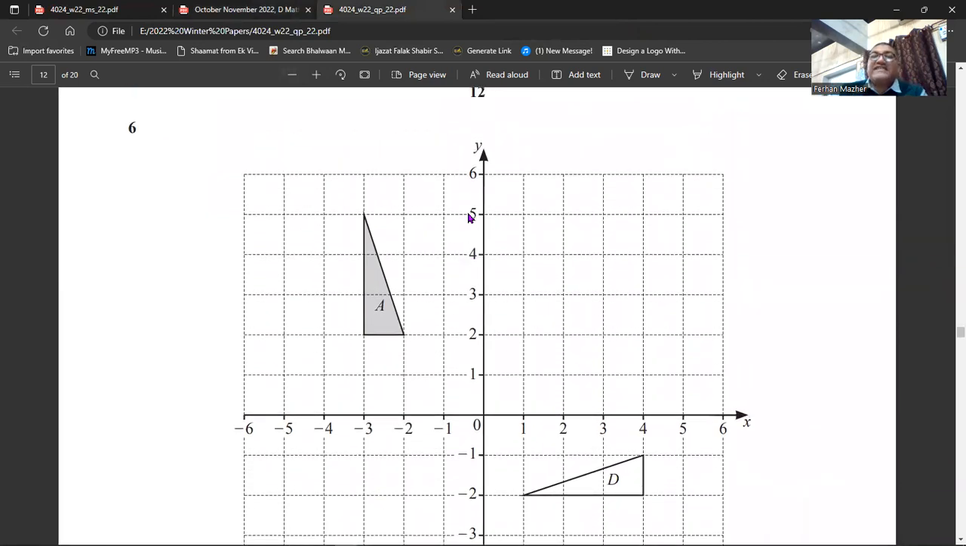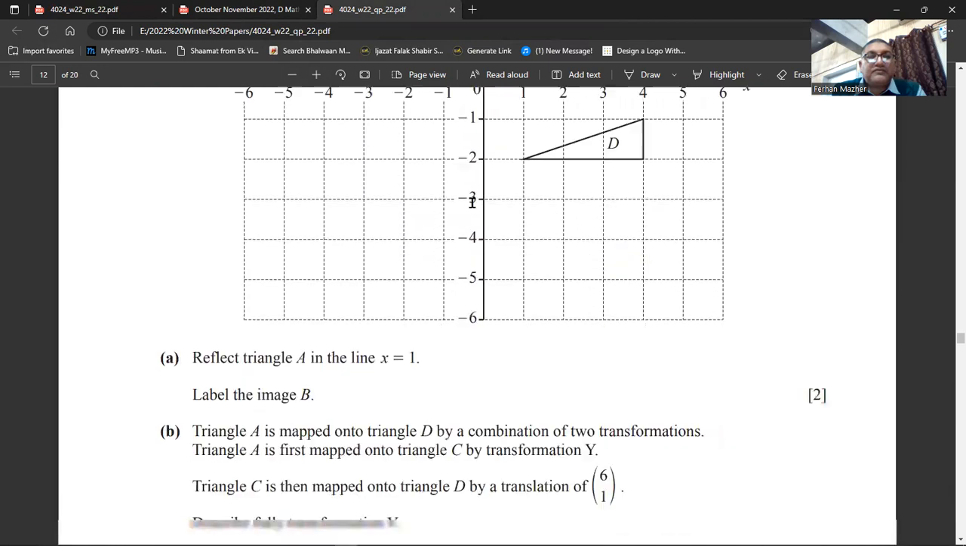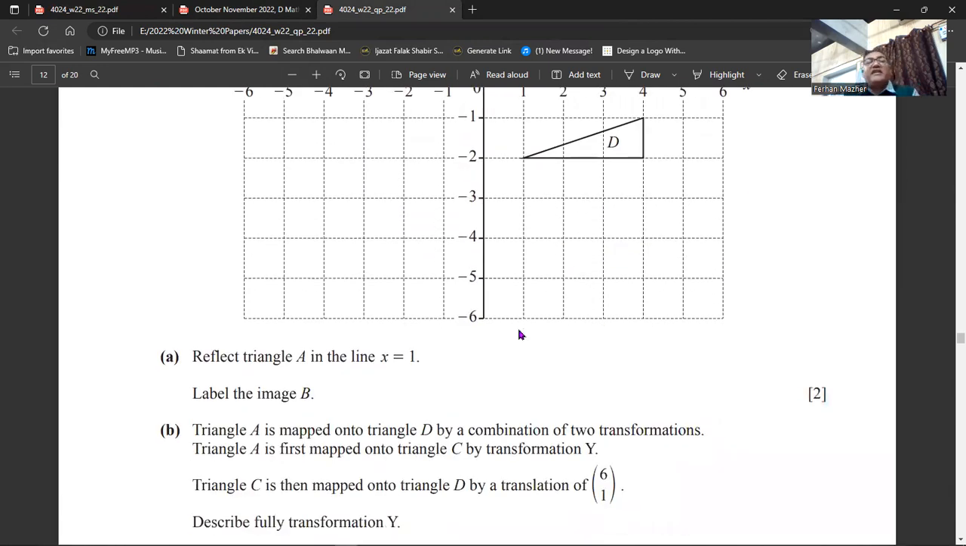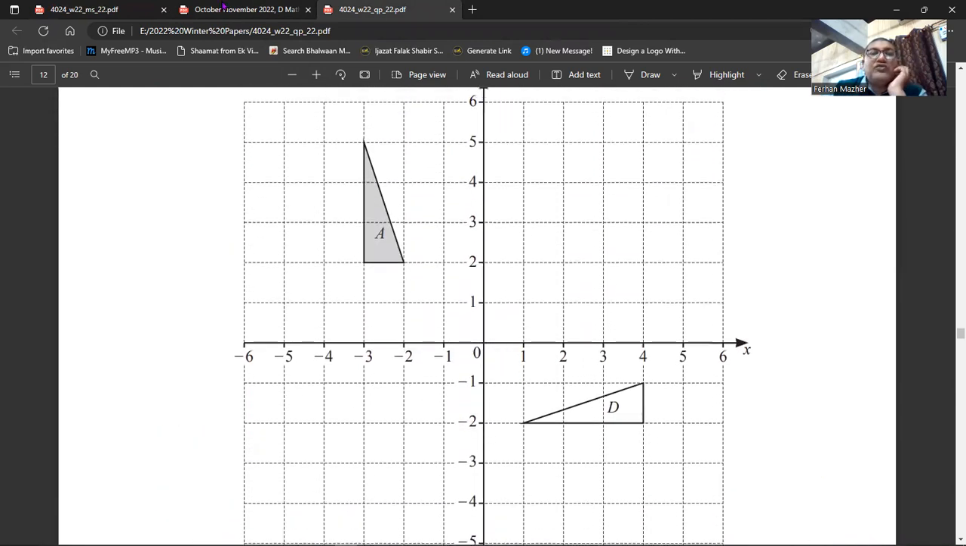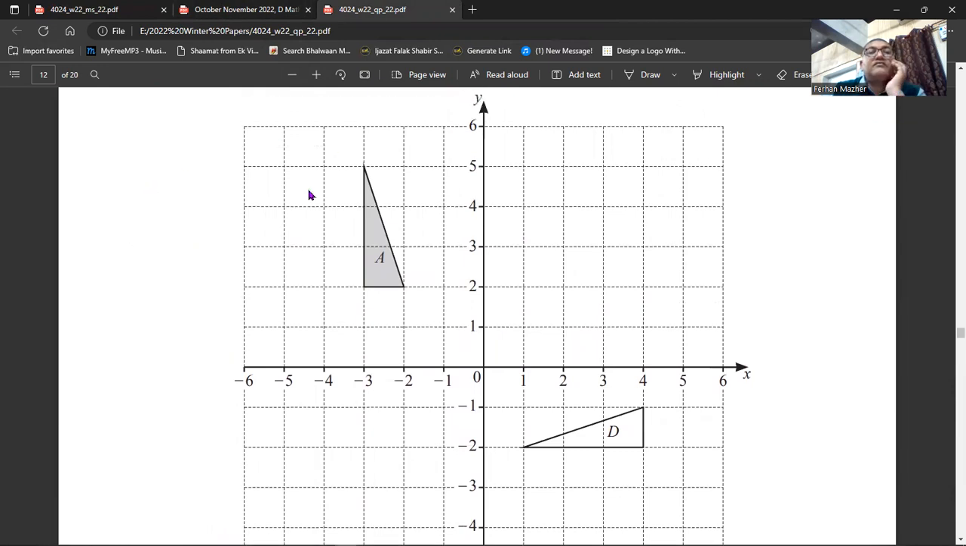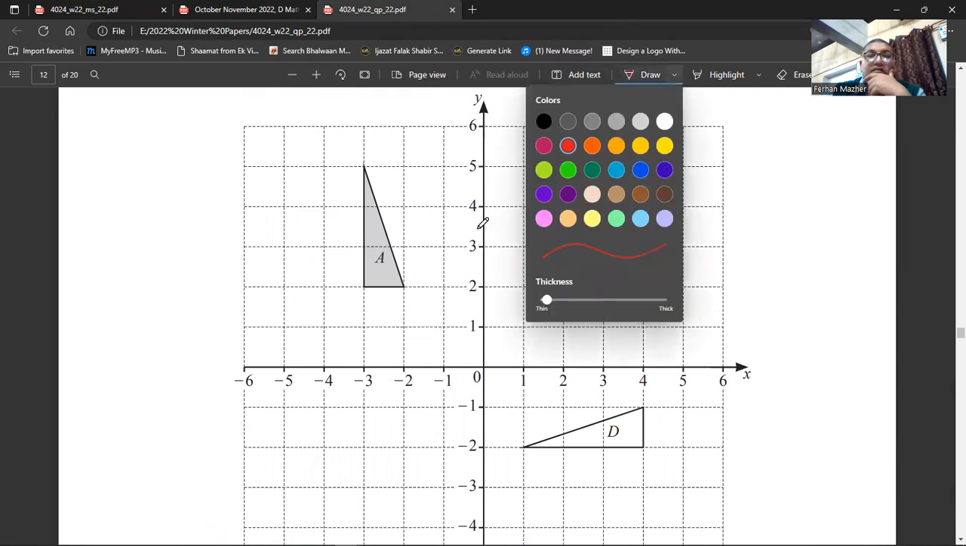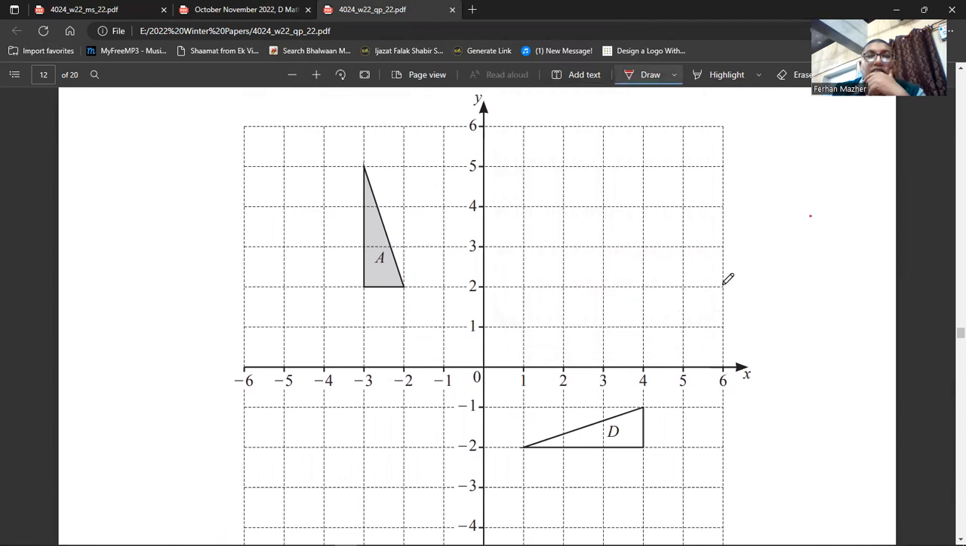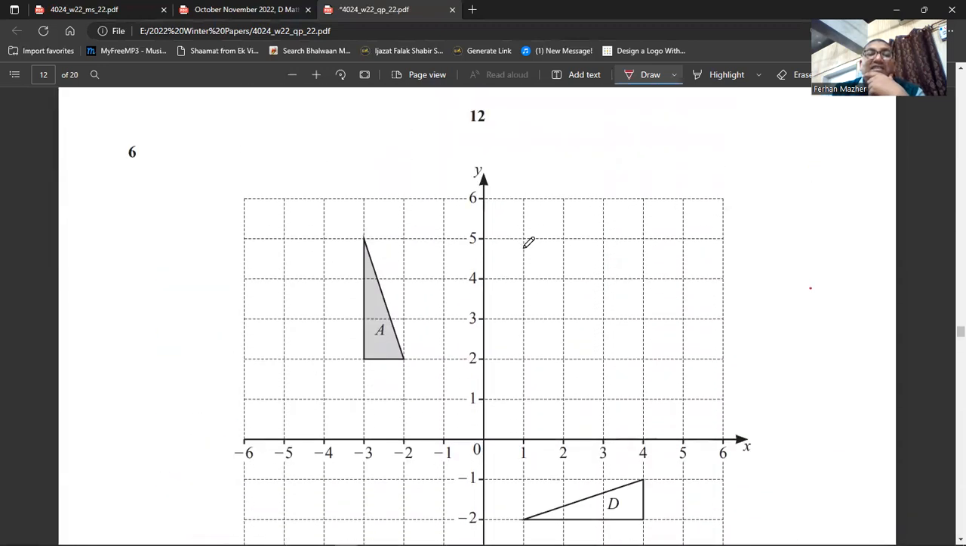So here we go. Question number 6 is showing up on your screen. He says reflect the triangle A in the line x equals 1. Okay, so what I will do, I will draw a line here. Let me take the other color, red color. The line of reflection is x equals 1. So this is basically your line of reflection. You draw it with the scale.